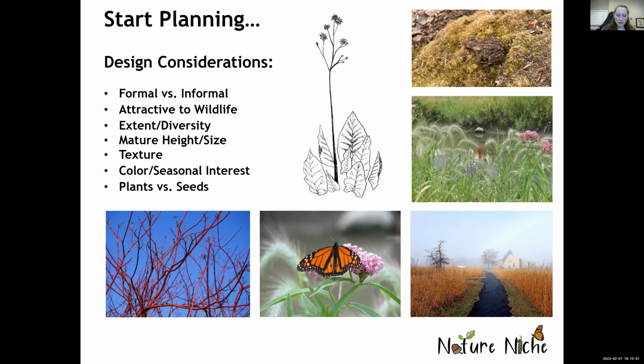And the more diverse your planting, the more wildlife you're going to be able to support. Diversity certainly lends itself to resilience of your landscape. And it's less likely that a single pest or disease will wipe out your entire planting. You also need to think about what the mature height and size of the native plants you're considering are. What kind of texture do those plants have, foliage texture, and what sort of color or seasonal interest are you going for?